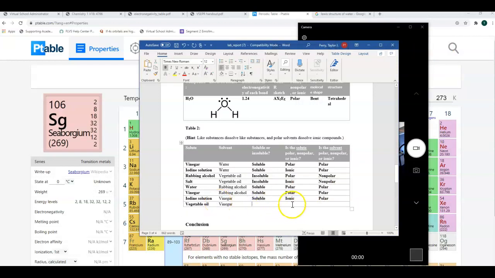And then lastly, vegetable oil and vinegar. So again, we know that vinegar, our solvent, is polar. And vegetable oil, we already know that oil is nonpolar, right? We figured that out over here. Vegetable oil is nonpolar. So I'm going to put nonpolar. So will these things mix? Will nonpolar and polar substances mix? Remember, like dissolves like. So these are not alike, so they will not dissolve. So it's going to be insoluble. But again, I will show you.